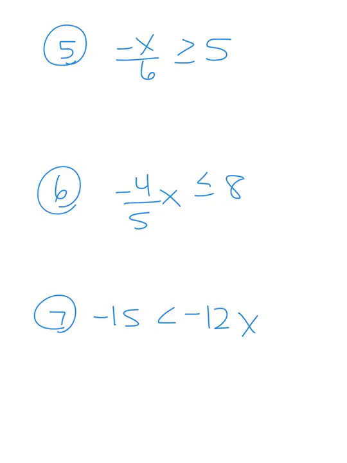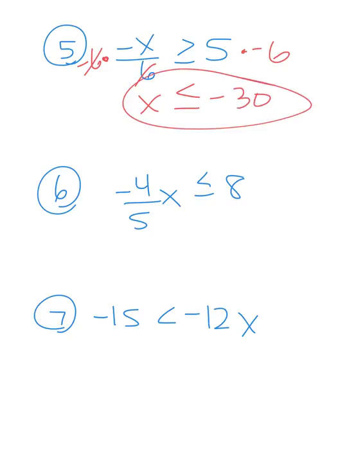In number 5, I have negative x divided by 6 is greater than or equal to 5. So again, I need to isolate my variable, so I'm actually going to multiply both sides by negative 6 because that will give me a positive x on the left-hand side. Because I'm multiplying by a negative number, I'm going to change the direction of the sign. I'm going to do that right away just so I don't forget. So my 6's will simplify, so I get a negative times a negative, which is a positive, so I have x by itself on the left-hand side, and 5 times negative 6 gives me negative 30. So my final answer there is x is less than or equal to negative 30.